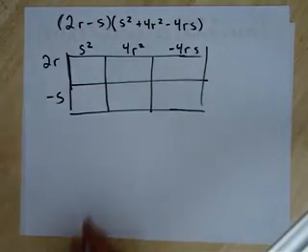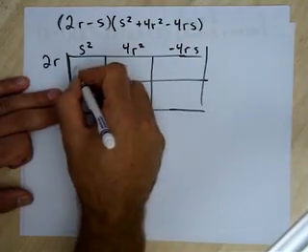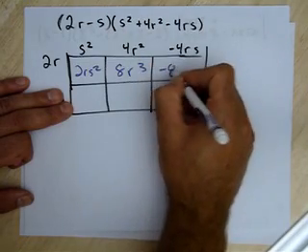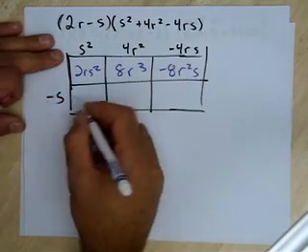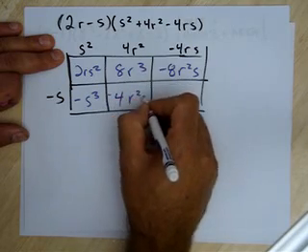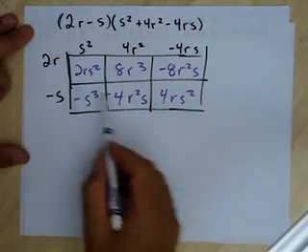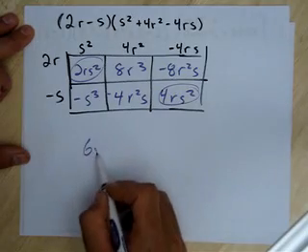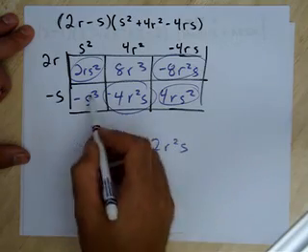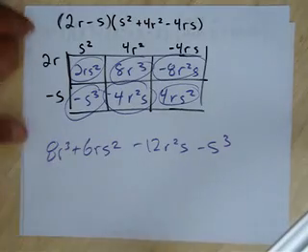Could I use the area method? Of course I could. Multiply 2r times each one of these guys, which is pretty much what we were doing before. So I get 2rs squared, 2r times 4, I get 8r cubed, negative 8r squared s. Now I do my negative s here, I get negative s cubed, negative 4r squared s, and 4rs squared. Combine my like terms, so I get this and this, gives you my 6rs squared. Then negative 4, negative 8, negative 12r squared s, and then my negative s cubed, and my 8r cubed. Same thing, okay?